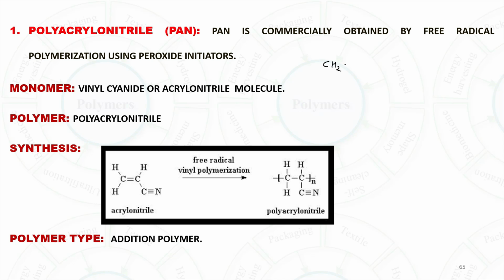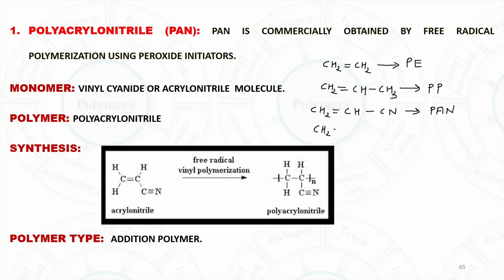So I will quickly tell you one point here. This molecule is a double bond CH2. If you polymerize it, it becomes polypropylene. And if you replace one hydrogen with CN, then today's polymer will be formed, which I will call polyacrylonitrile. Similarly, if this CH2 double bond CH has its hydrogen replaced with Cl, then I get polyvinyl chloride. Let's move on and talk about this polymer.